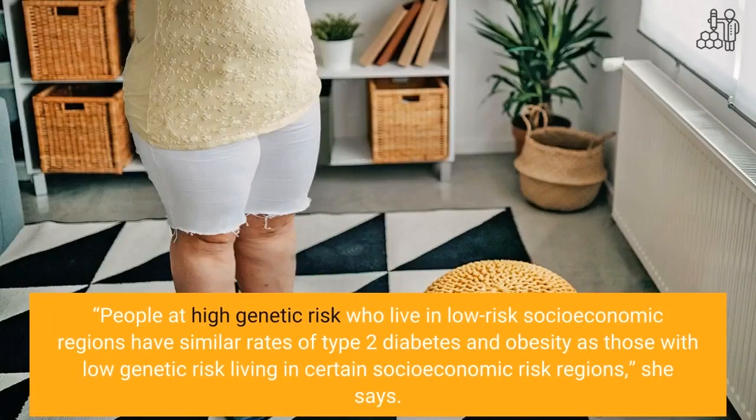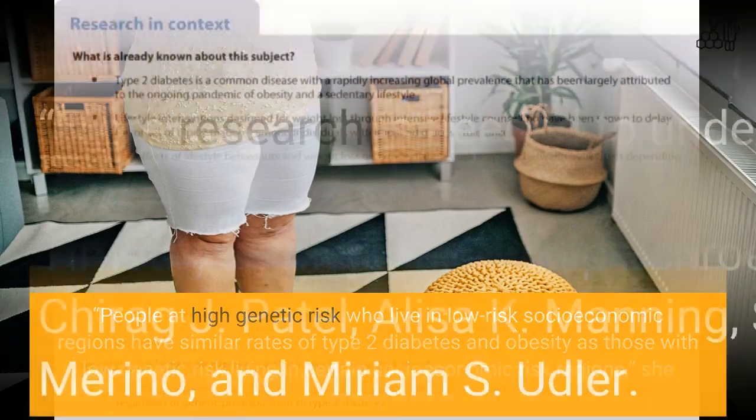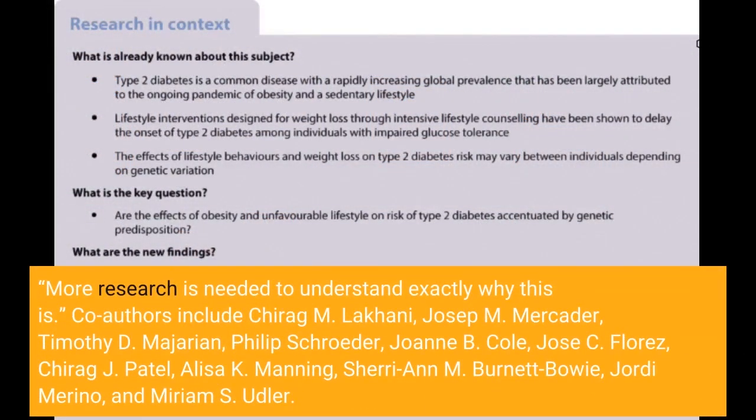People at high genetic risk who live in low-risk socioeconomic regions have similar rates of type 2 diabetes and obesity as those with low genetic risk living in certain socioeconomic risk regions, she says. More research is needed to understand exactly why this is.